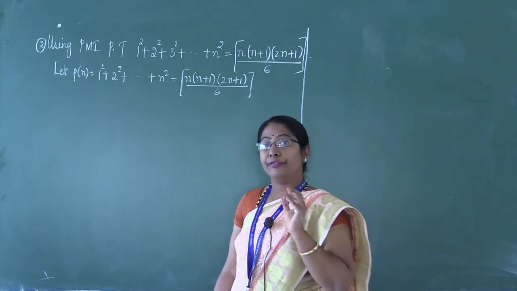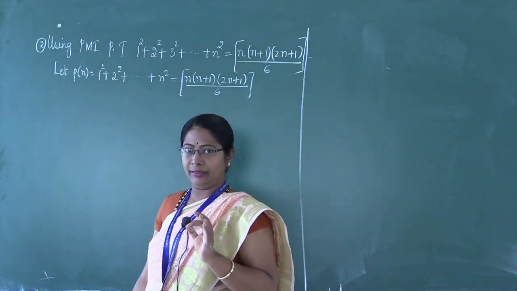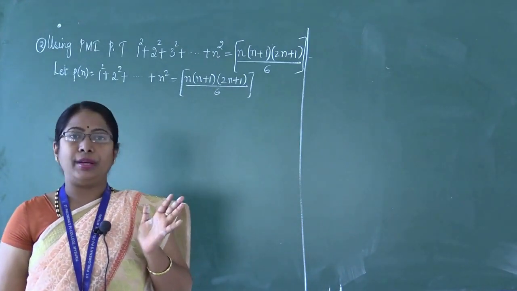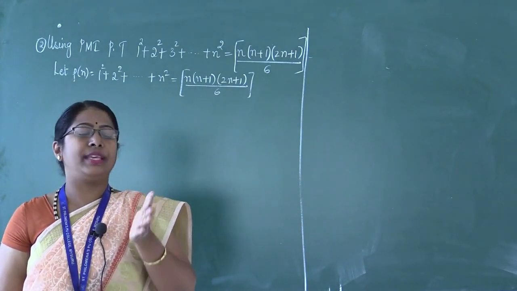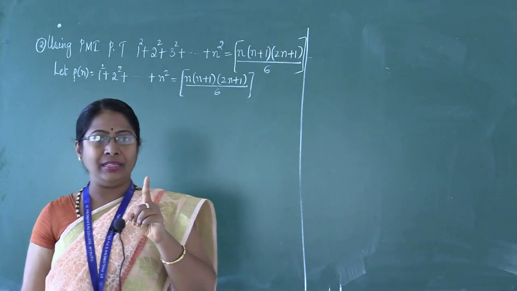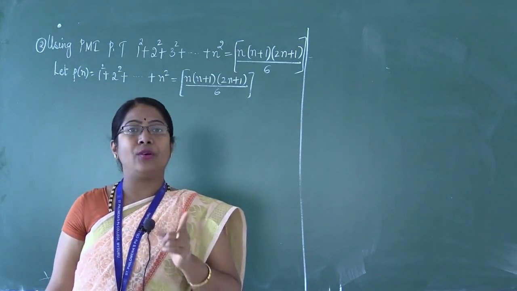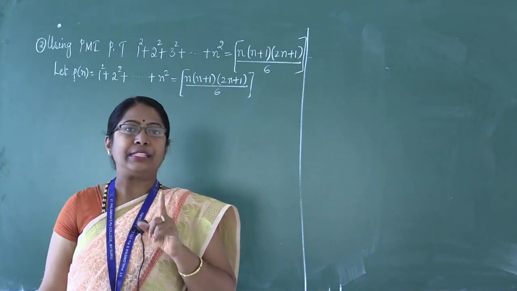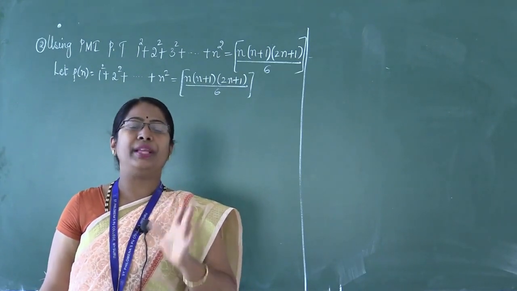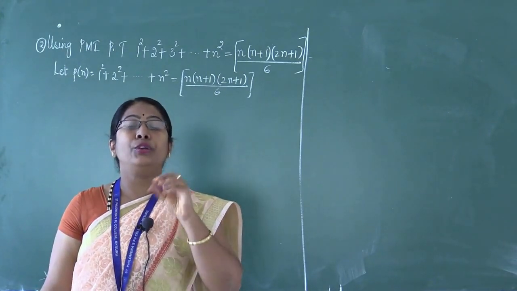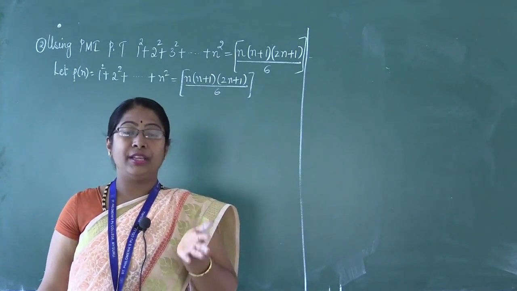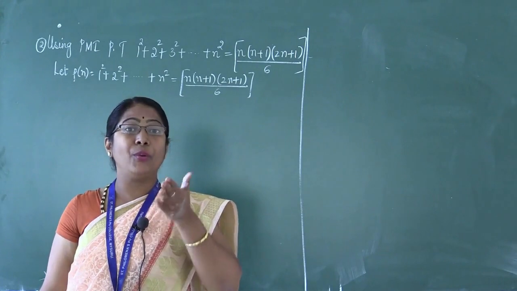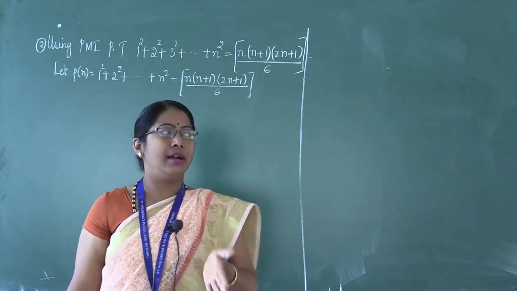I repeat, for n is equal to 1, assume that the given statement is true for n equal to 1. Wherever there is n on the LHS, you are supposed to put 1. Wherever there is n on the RHS, you are supposed to substitute the value of n is equal to 1 and check whether the given statement is true for n equal to 1. We say the given statement is true for n equal to 1 only when LHS is equal to RHS.